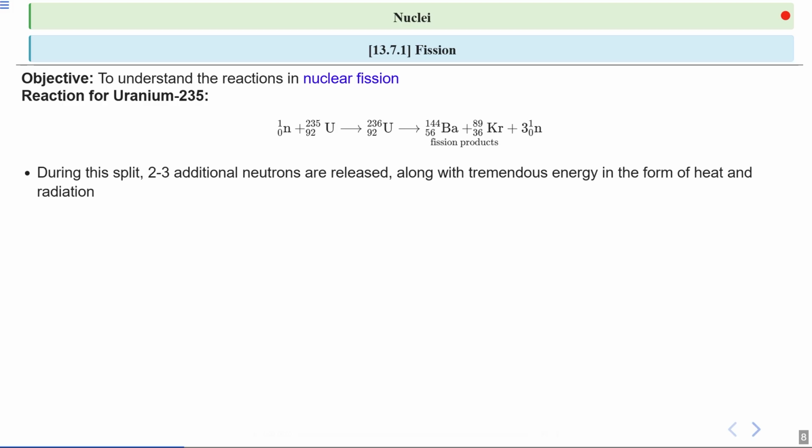For example, the energy released in one fission event is about 200 million electron volts, which is much more than a typical chemical reaction.